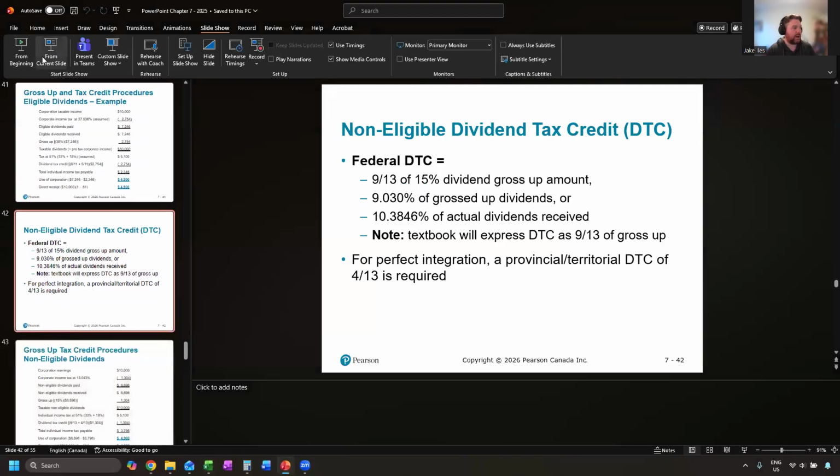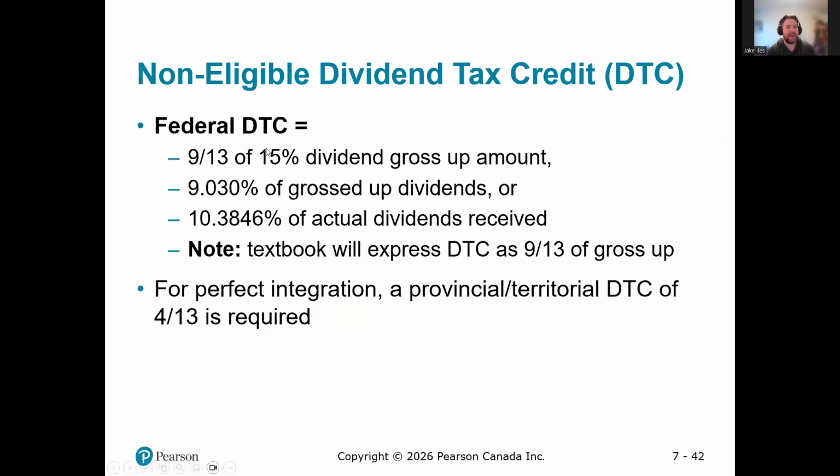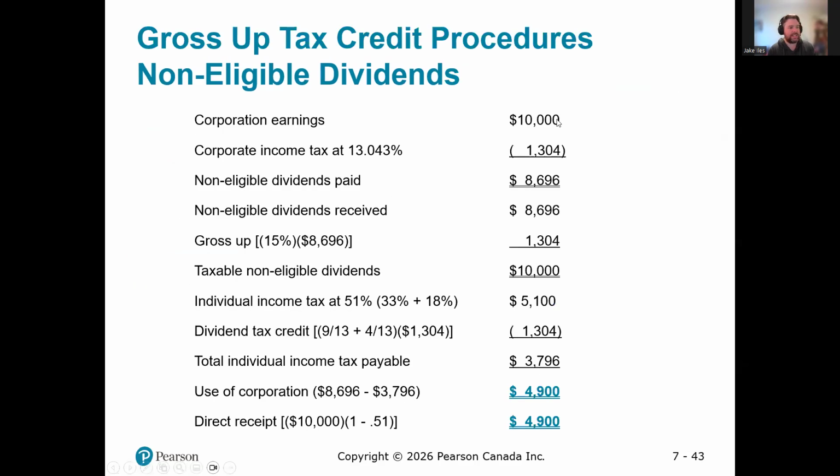So going to non-eligible dividends, just like how we have a smaller gross up of 15% instead of 38, the tax credit is going to be weighted more heavily towards federal taxes. So non-eligible dividends pay 9/13 of the gross up. We go through the same process. Perfect integration for non-eligible dividends would be 13%. So that's the assumed taxes. We get a tax credit of 9/13 plus 4/13 of the gross up.